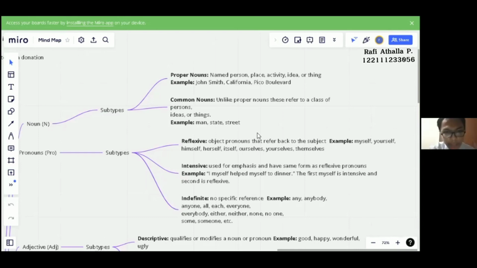There are some subtypes of pronoun, like reflexive. That is, object pronouns that refer back to the subject. For example, myself, yourself, himself, herself, itself, ourselves, yourselves, and themselves. Then there's also intensive, usually used for emphasis and having the same form as reflexive pronouns. Example: I myself help myself to dinner. The first myself is intensive and the second is reflexive. And then there's also indefinite, which has no specific reference. For example, any, anybody, anyone, all, each, everyone, and so on.